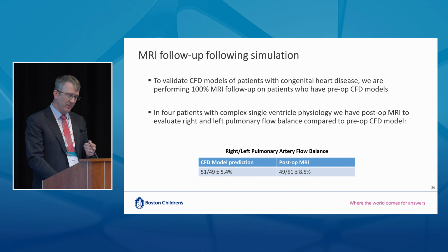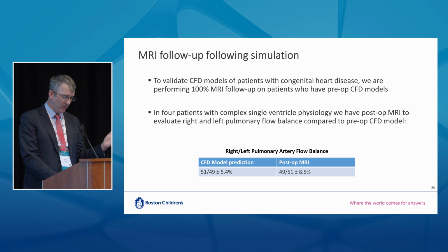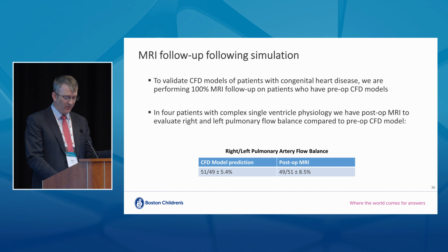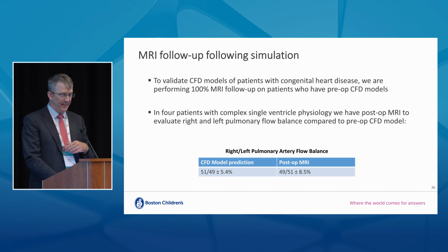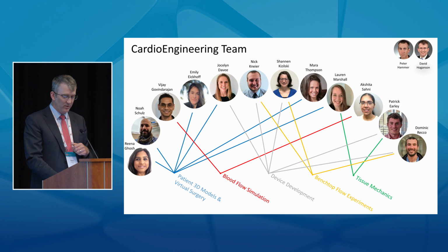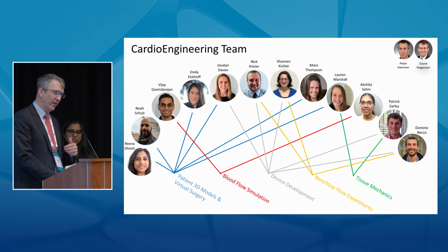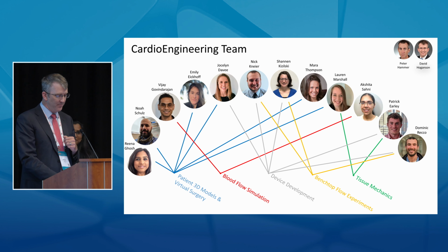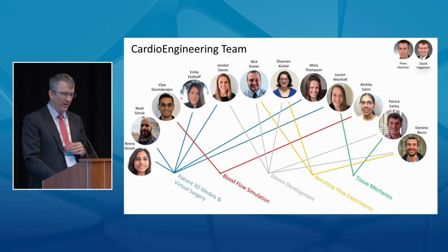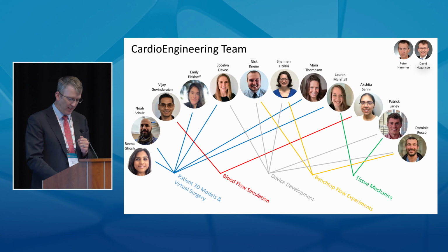We do MRI follow-ups on all these patients and have had phenomenal congruence between the CFD models, which in this series predicted 51% of flow to the right lung, and a post-op MRI showed 49%. So really nice congruence. We have a large team that does this. We have 14 engineers, including Reena, who you'll hear from, who do the segmentation, the virtual surgery, and in vitro validation, and it's really been quite an effort.